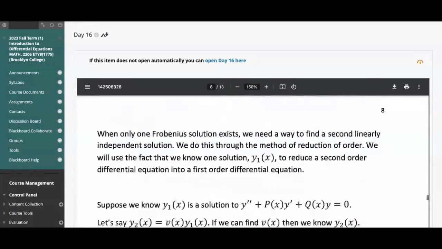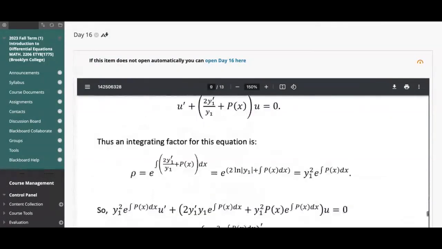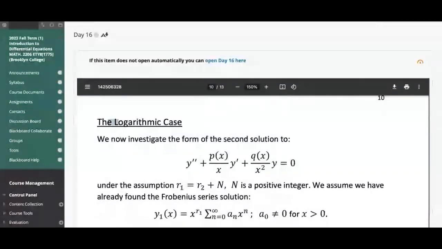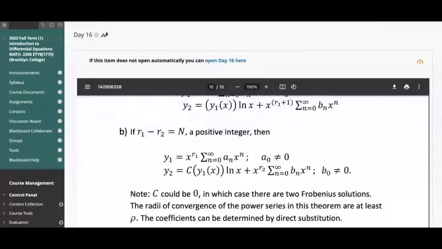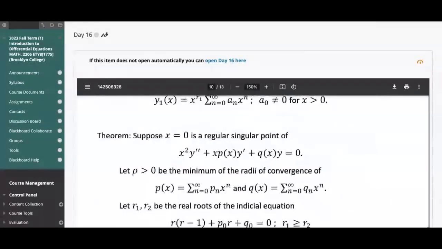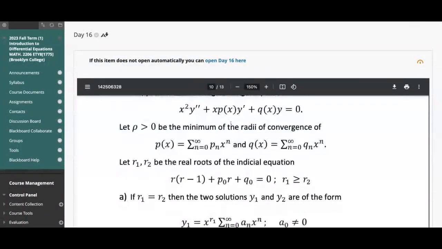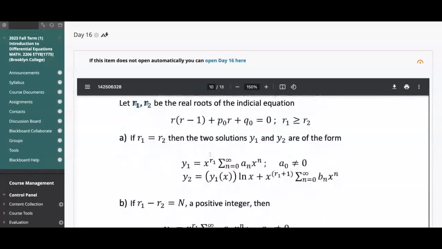I'm not sure if I'm able to make a simple one for the Frobenius method. Okay, the second one is the log case. The first one is the non-log case. The second one involves logs. So let's see this theorem. Suppose 0, it doesn't have to be 0, but 0 is a simple case, right? It's a regular singular point of this, and R1 and R2 are the roots of the indicial equation.